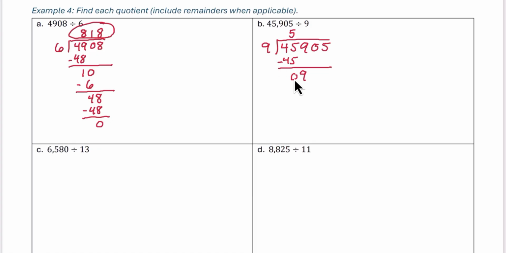How many times will 9 go into 9? That's once. So we put a 1 beside the 5, and then multiply. 1 times 9 is 9. Subtract, and we get a 0. We now bring down the 0. This time, how many times will 9 go into 0? It can't go into 0. So we need to put a 0 beside the 1, and we bring down the 5.